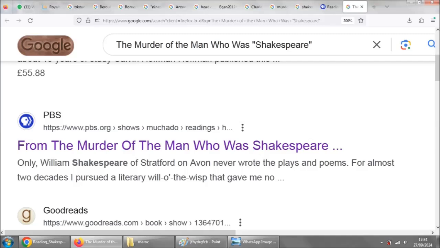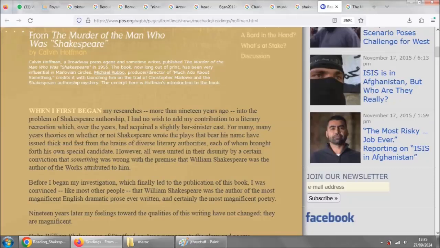when people ask, did Shakespeare write his books? So here we have Calvin Hoffman. Yes? And so who is Calvin Hoffman? You could read this. Oh yeah, Calvin Hoffman, a Broadway press agent and sometime writer, published The Murder of the Man Who Was Shakespeare in 1955. The book, now long out of print, has been very influential in Moravian circles. Well, anyway, Michael Rubin.